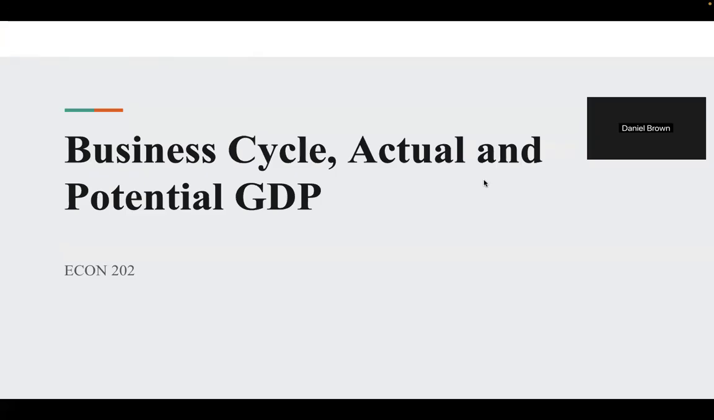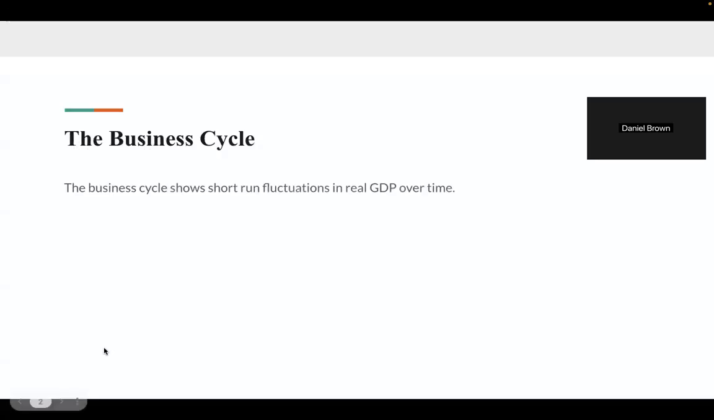Okay, next slide. So for the business cycle, what is the business cycle? It basically represents the short-run ups and downs in real GDP over time. So what I have written down here is that the business cycle, as I just said, moves through four main phases, which are expansion, peak, recession, and trough.